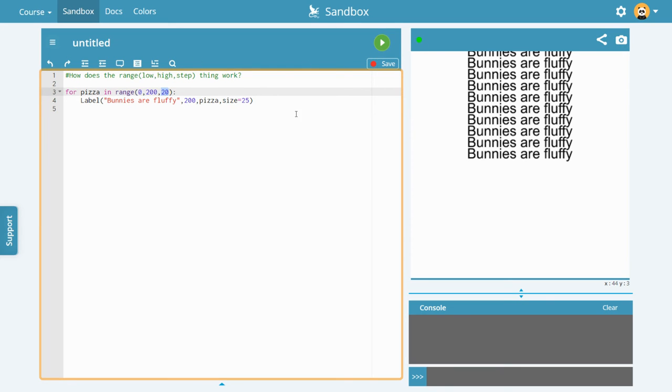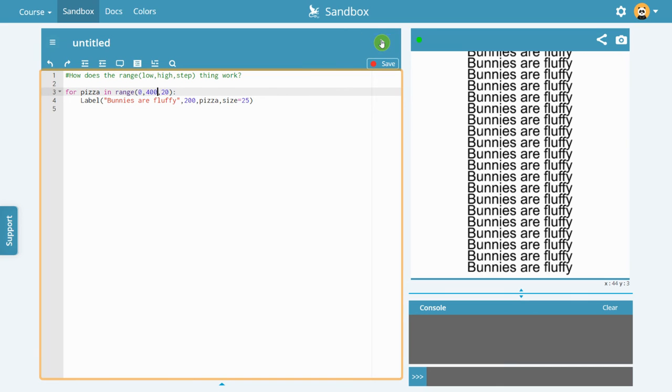But now what we can do is, let's say we want it to go up higher. Let's say we want it to go up to 400. Okay, we could do that, 400. All right, and notice there is never actually one at 400. It never does the very last one. It always goes right up until the end.